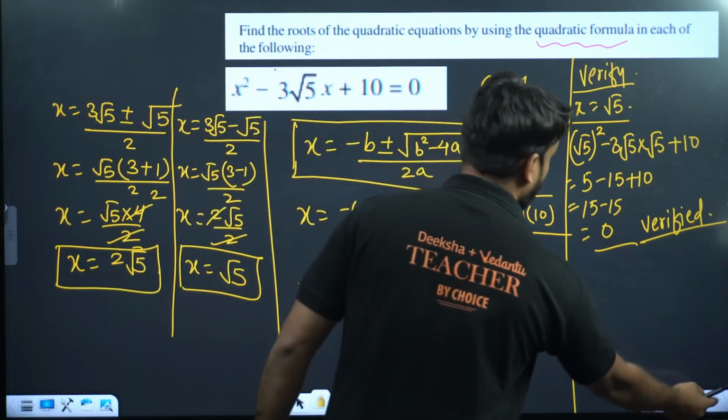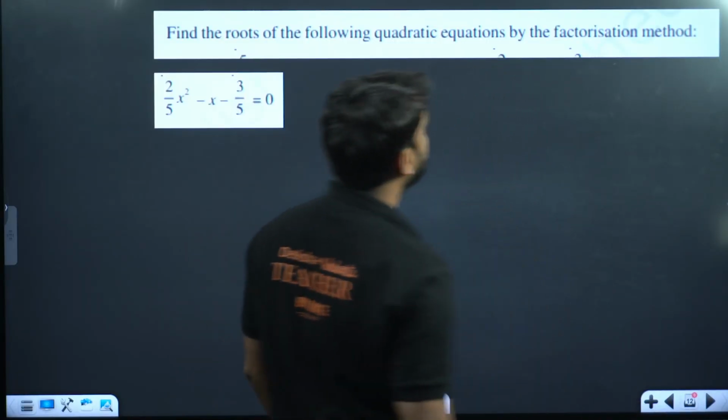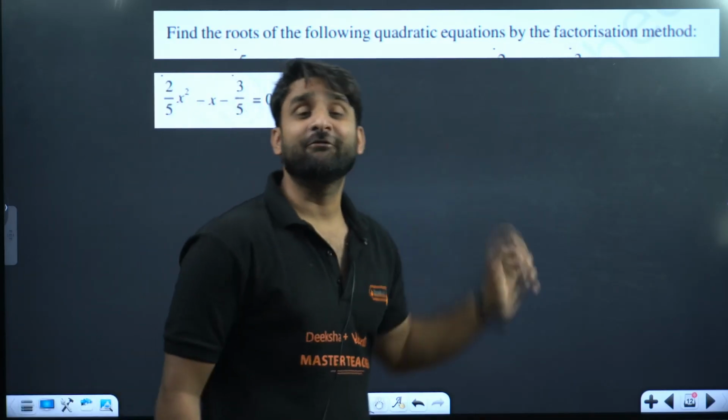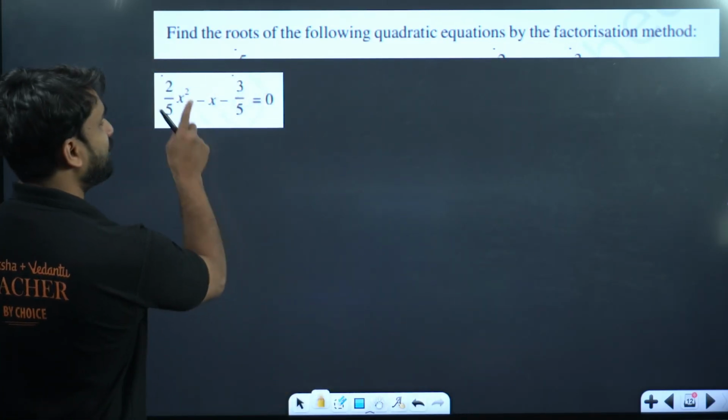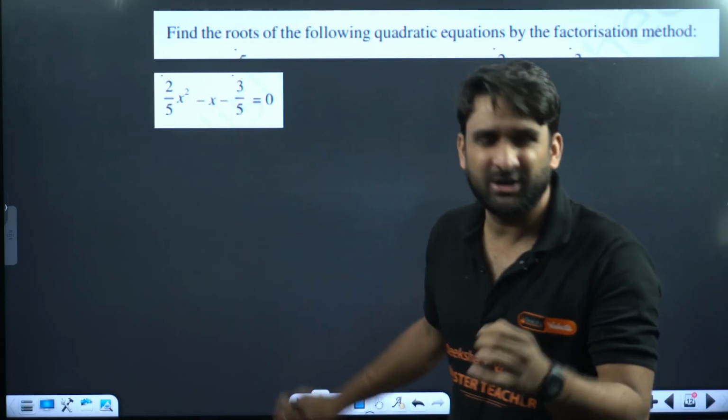Now, dear champions, almost 90% of the chapter is done. One more question here. Find the roots of the following quadratic equation by the factorization method. So you have this quadratic equation. Why have I brought up this question? Because this question looks a little bit confusing.